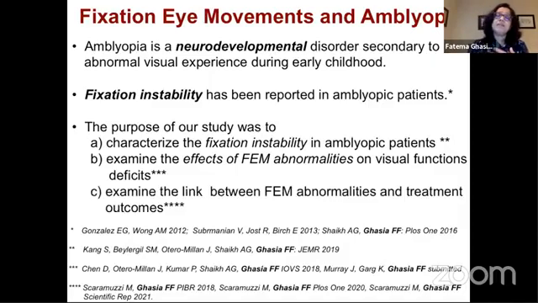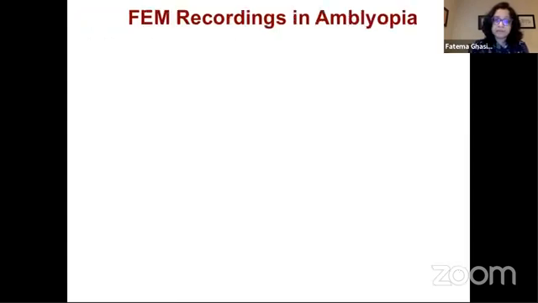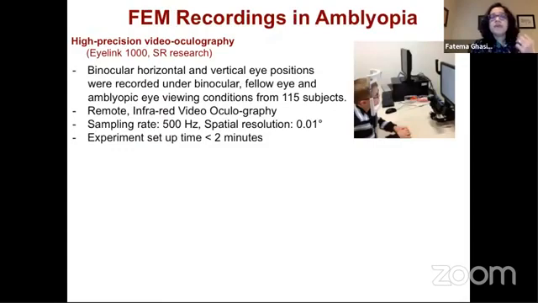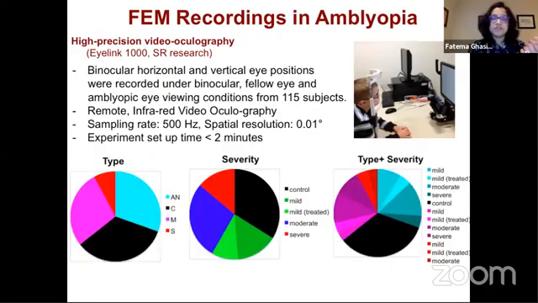And finally, examine the link between FEM abnormalities and treatment outcomes. So we recorded horizontal and vertical eye positions from 115 amblyopic subjects when both eyes are viewing, when the fellow eye is viewing, and when the amblyopic eye is viewing. We use a remote video eye tracker, which has a very high sampling rate and spatial resolution, and the setup time is less than 2 minutes, making it ideal for recordings in children.